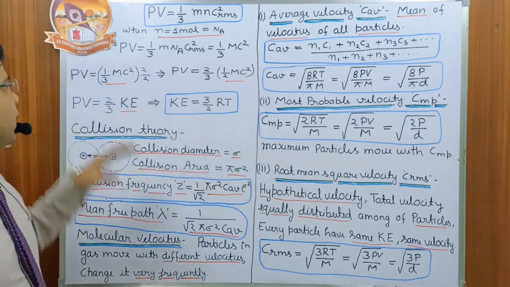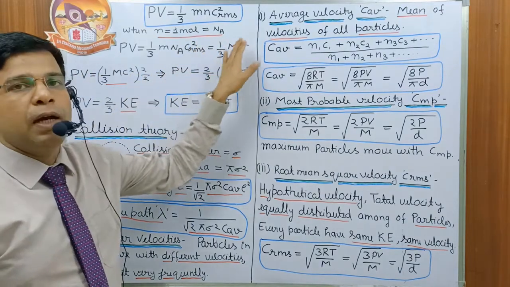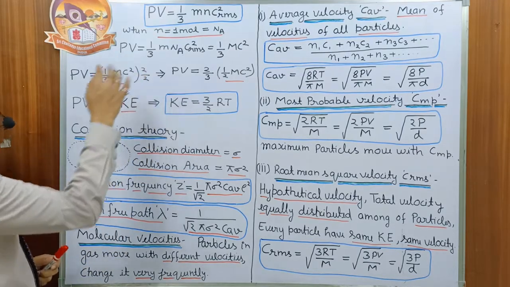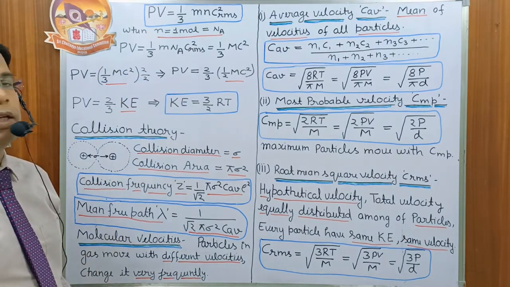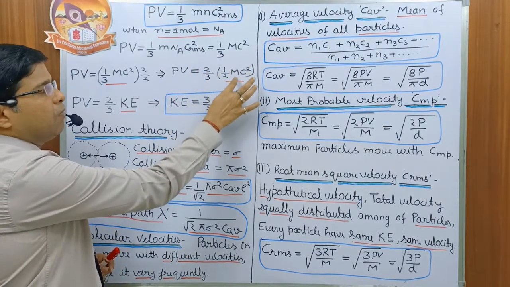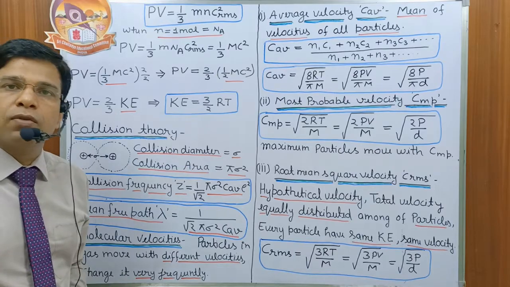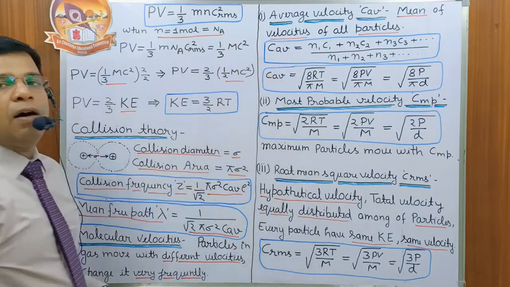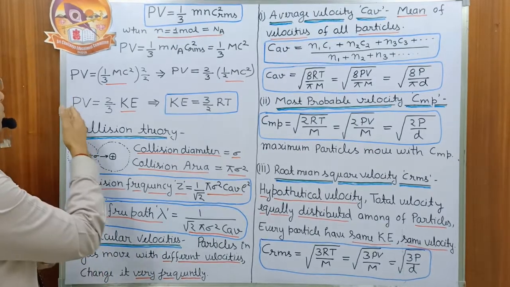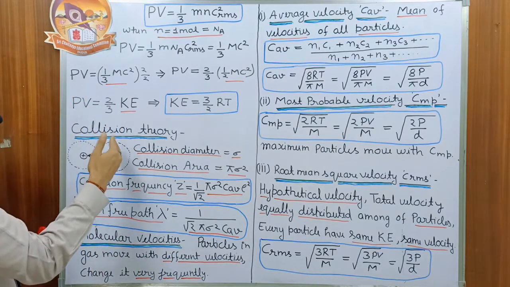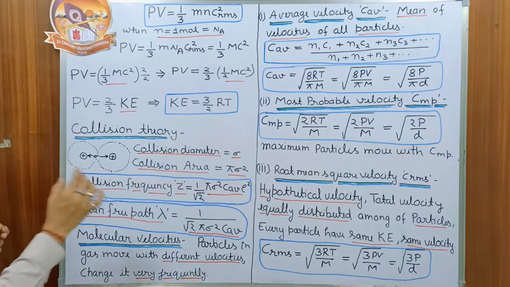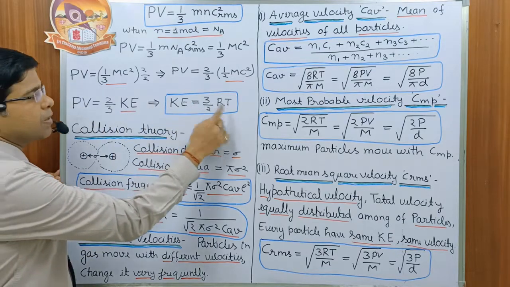So now what we have, PV is equal to 1 upon 3 mC_RMS square. In the next step, we multiply by 2 and divide by 2. Now we have PV is equal to 2 by 3 times half mC_RMS square. Look, this half mc square is the kinetic energy, so we can say PV is equal to 2 by 3 times the kinetic energy, or we can say PV can be written as RT.